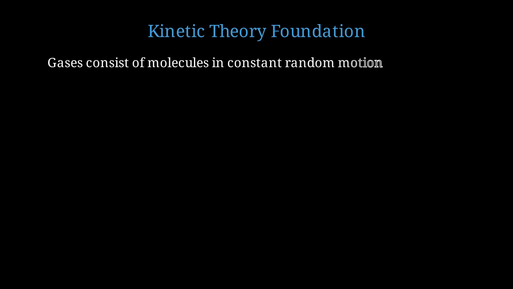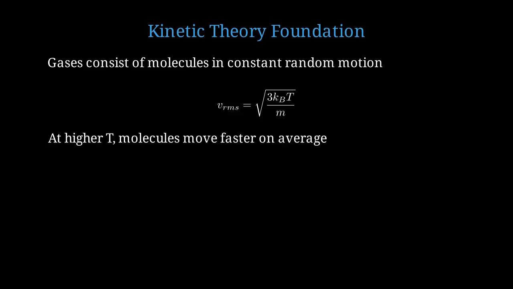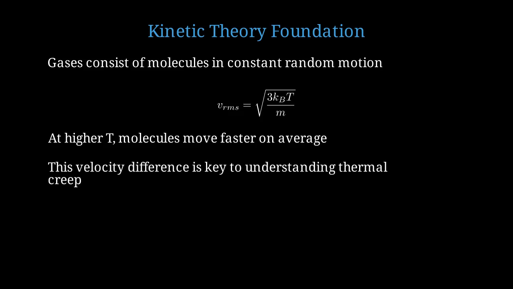Kinetic theory tells us that gases consist of vast numbers of molecules in constant random motion. The root mean square velocity equals the square root of 3 k_B T divided by m, where T is temperature and m is molecular mass. This equation tells us something crucial. At higher temperatures, molecules move faster on average. This velocity difference between hot and cold regions is the key to understanding thermal creep and Knudsen pumping.